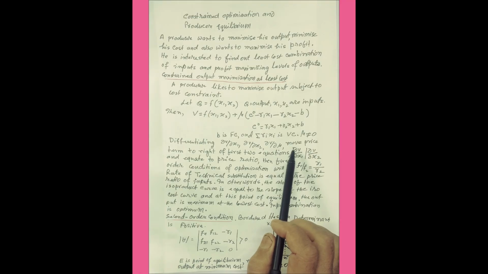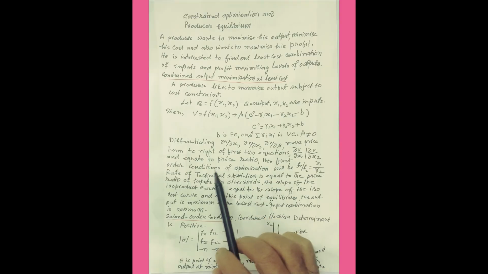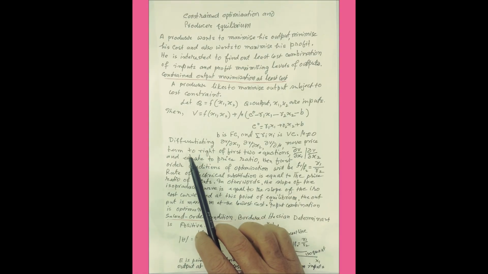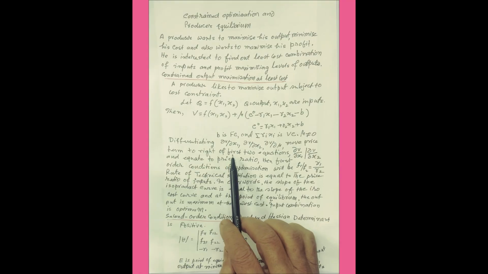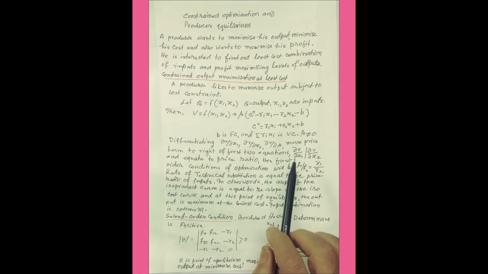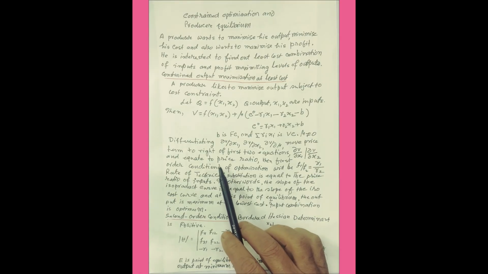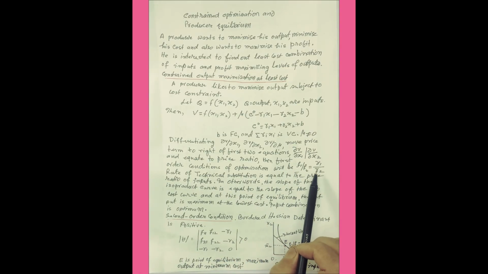and as this is the first order condition, then move the price terms to the right. Then take the first two equations, divide the first equation by the second equation and equate to the price ratio. Then the first order condition of optimization will be F1 by F2 is equal to R1 by R2.